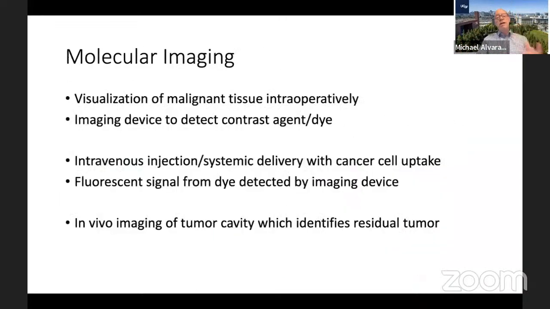So finally, molecular imaging, visualizing the malignant tissue in the operating room. Again, here's a big deal. The patient actually gets an intravenous injection for a systemic drug that goes to the breast and is taken up by the cancer cells. In the operating room, you use a special light to look for the fluorescence. So that is kind of where we're getting to in terms of what I would say would be amazing.